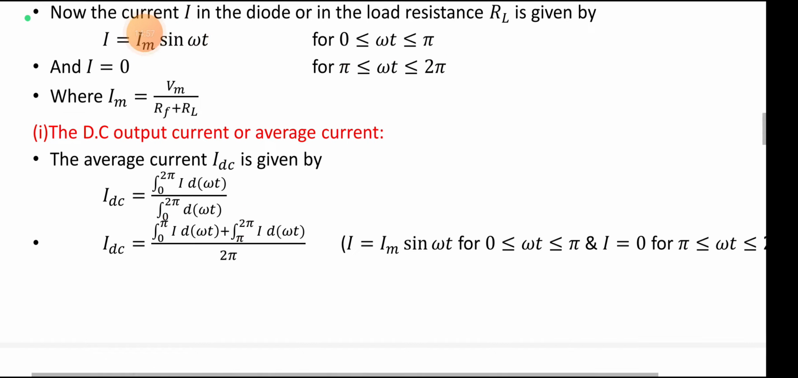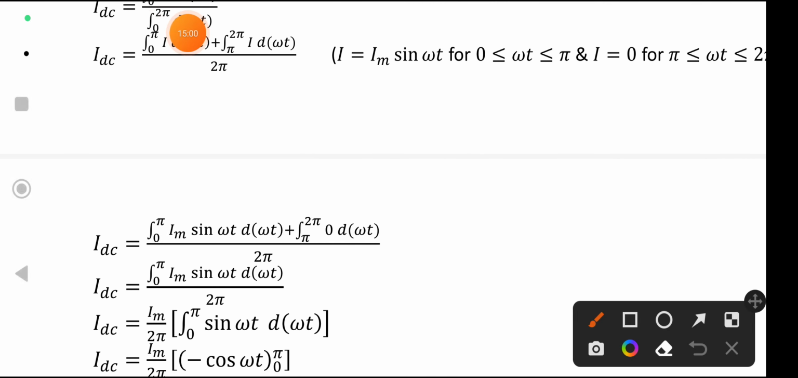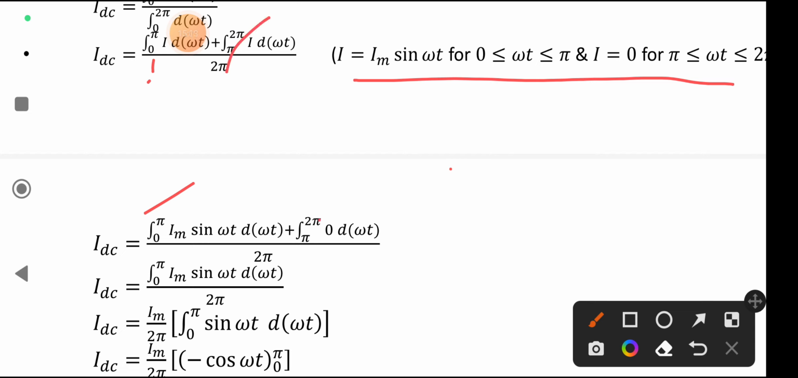In the next step, see here, the same thing. For 0 to pi you have the value, that is Im sin omega t, and for pi to 2 pi, what is the answer? 0. So for pi to 2 pi the current is 0, but for 0 to pi the current is this much, as written here.